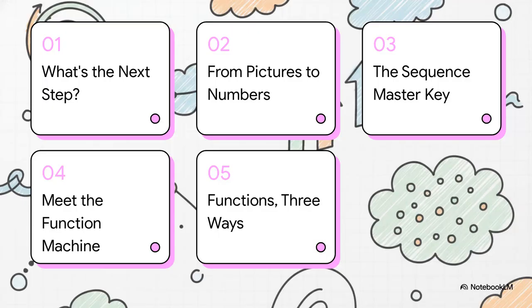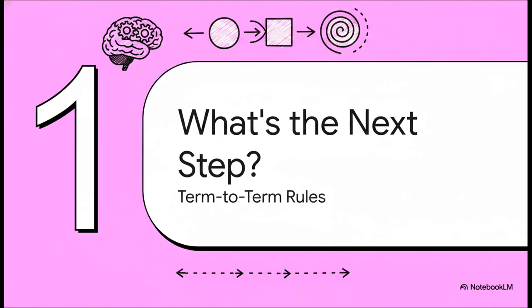All right, here's the game plan. We're going to start simple, just figuring out the next step in a pattern. Then we'll see how to turn pictures into numbers. And after that, we'll find the master key that can unlock any sequence. From there, we'll meet the amazing function machine and check out 3 different ways to look at the very same rule. Let's dive in.